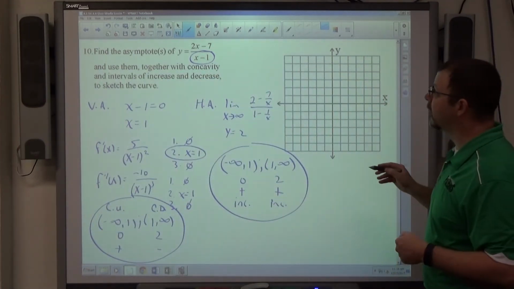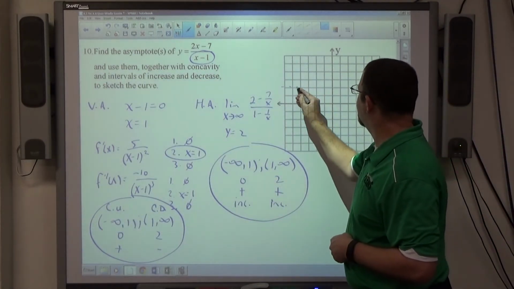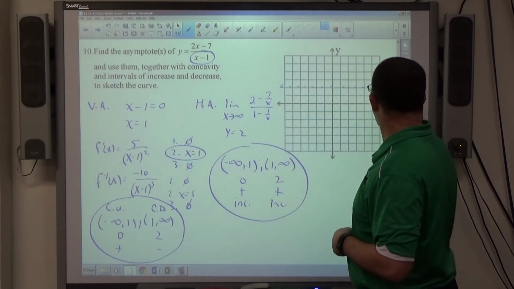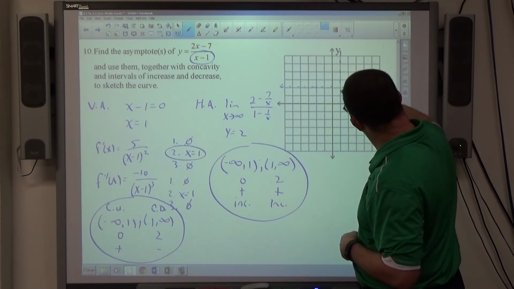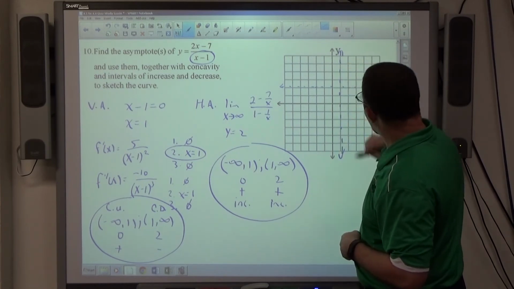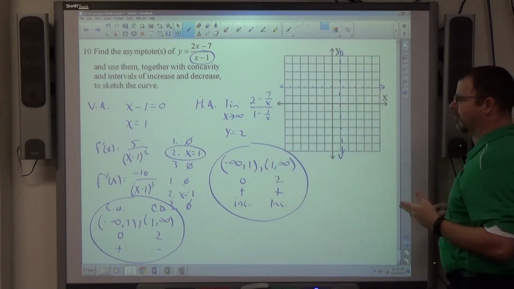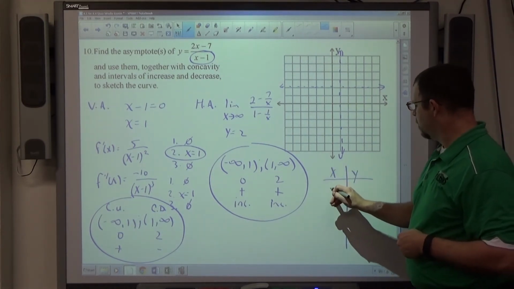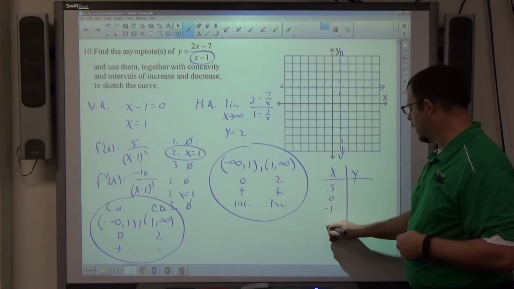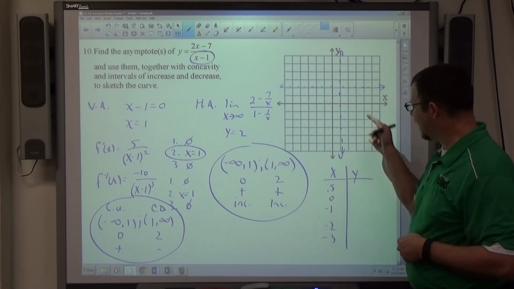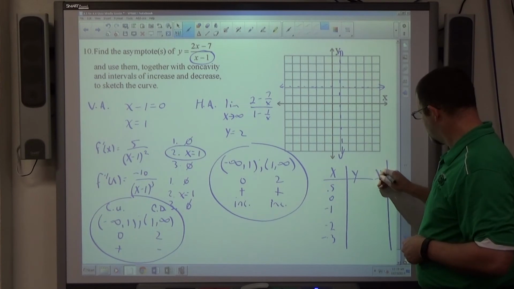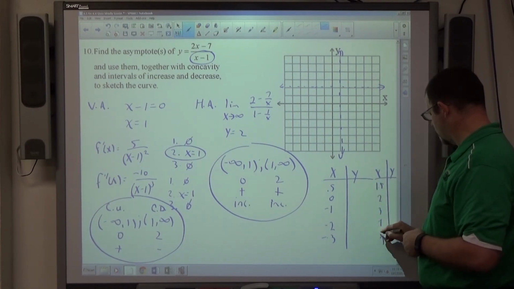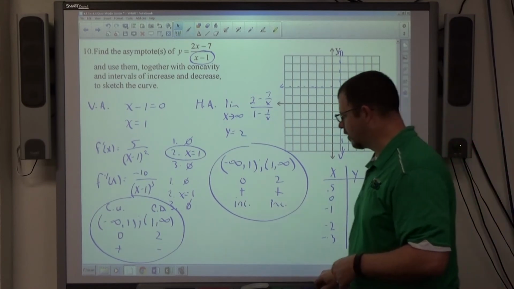I do know about increasing and decreasing. So if I graph my horizontal asymptote at y equals 2, and I graph my vertical asymptote at x equals 1, I would just pick numbers near 1 to get some values. So if I just did a chart and maybe pick 0.5, 0, negative 1, negative 2, negative 3, that'd be going left. And if I picked 1.5, 2, 3, 4, 5 going right, that'd be some values to get for this graph.